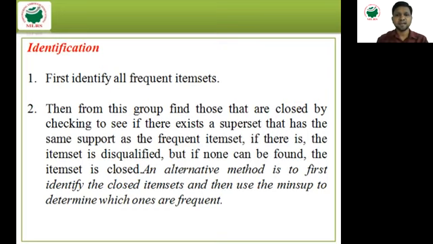Suppose, for example, I purchase only a mouse in the computer center, and another customer purchases a laptop. In these cases the item set is disqualified, because there is no specific or same item purchased from the computer center. But if no such superset can be found, the item set is closed.